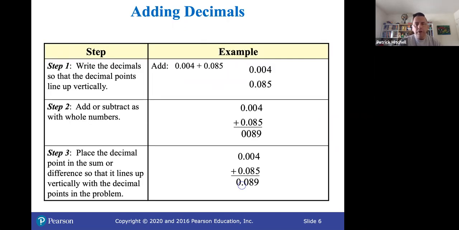All right, so here are those steps with an example shown off to the side. First, write the decimals so that the decimal points line up vertically. You can see how they've done that here with 4 thousandths and 85 thousandths. Then we're going to add the way we would normally add 4 plus 85. Just add all the way going down. Notice that they haven't inserted the decimal point here yet. But now we're going to go ahead and place that decimal point so that it lines up with the other decimal points in the problem.